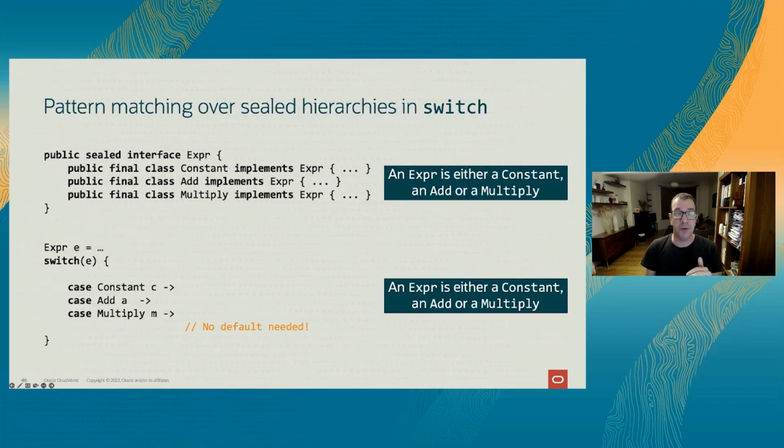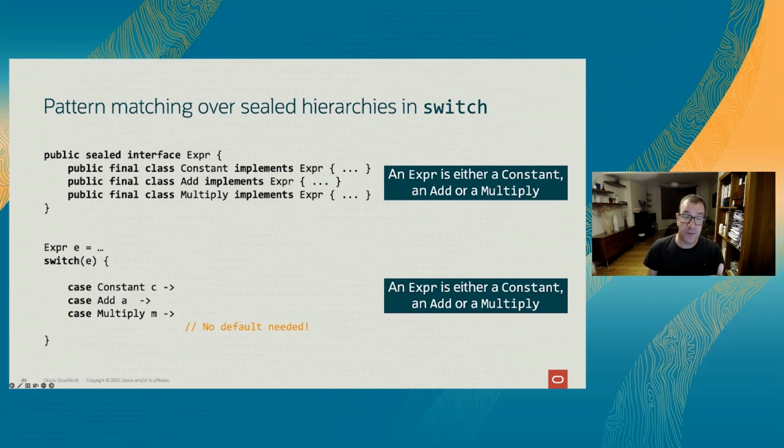Here's a beautiful example of Project Amber features combining to offer something really nice. Remember that sealed hierarchy for mathematical expressions? Let's imagine that we have a value, E, of type expr. Let's switch over it. Well, as it's a sealed interface, we know that it must be one of three types, a constant, an add, or a multiply. Nothing more, nothing less. So in the switch block, we have three cases. One for constant, one for add, one for multiply.